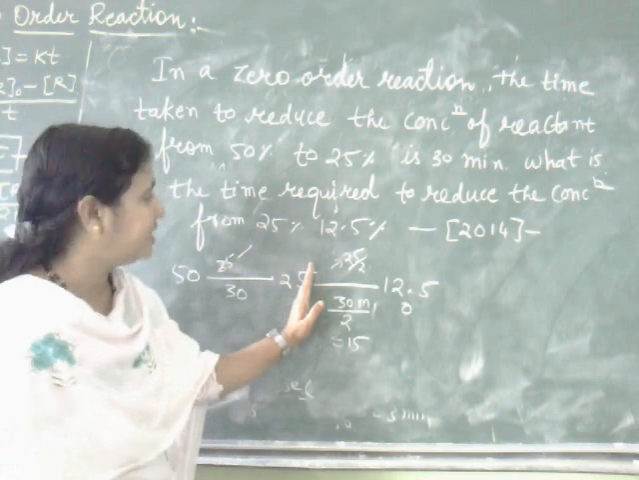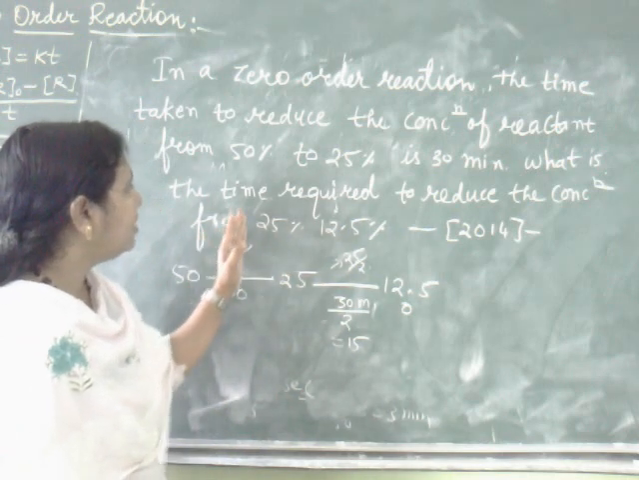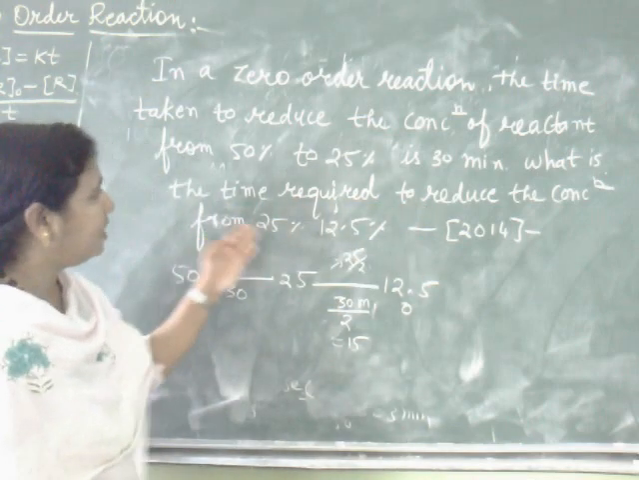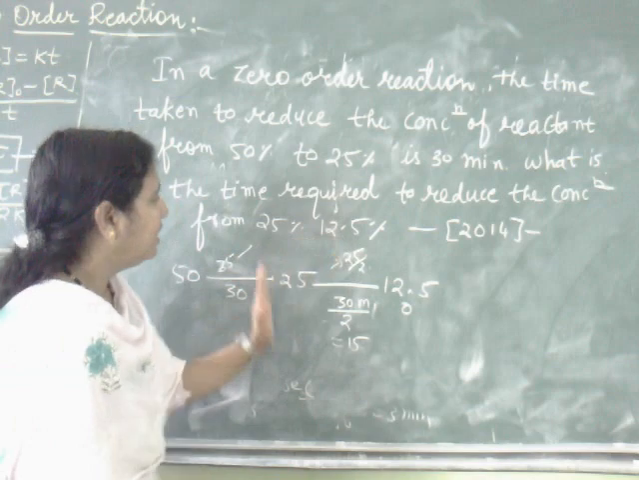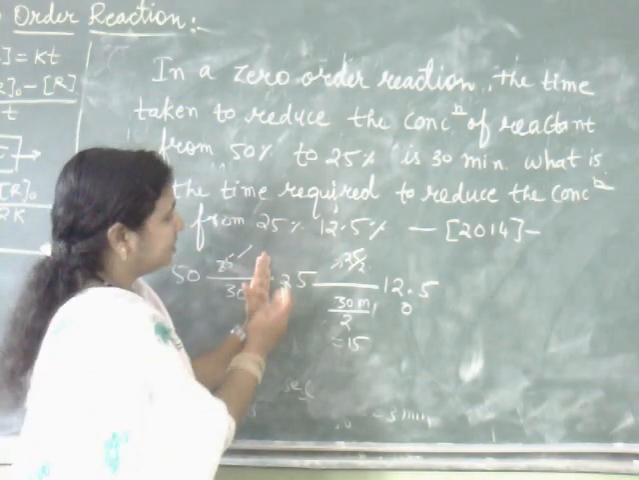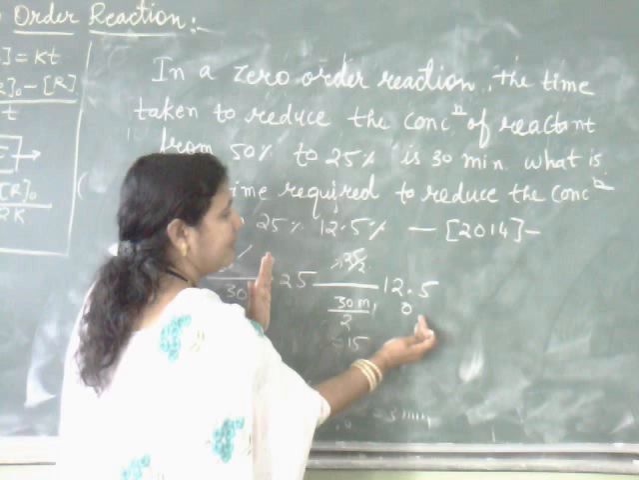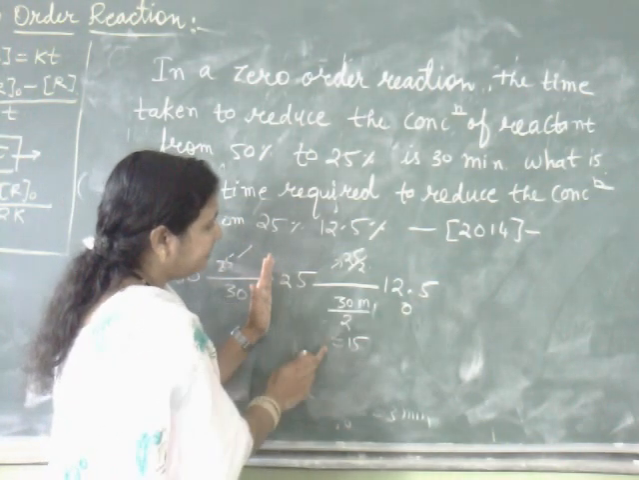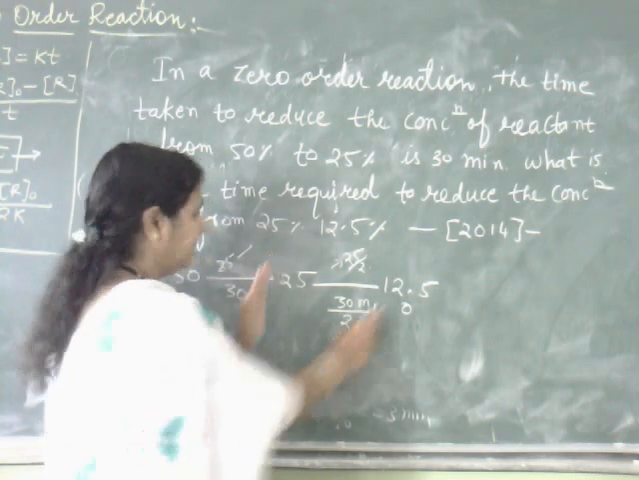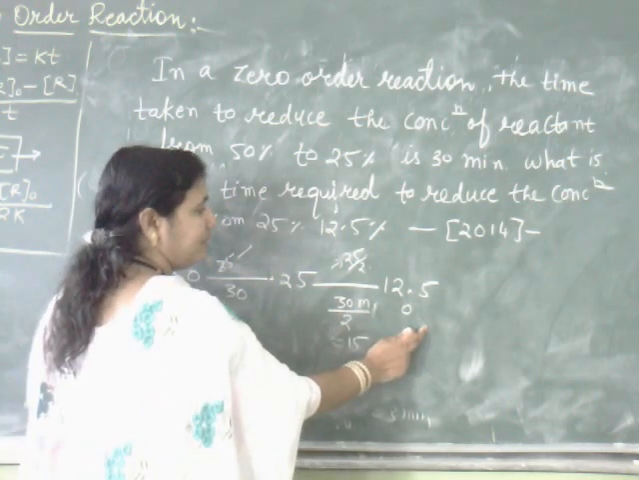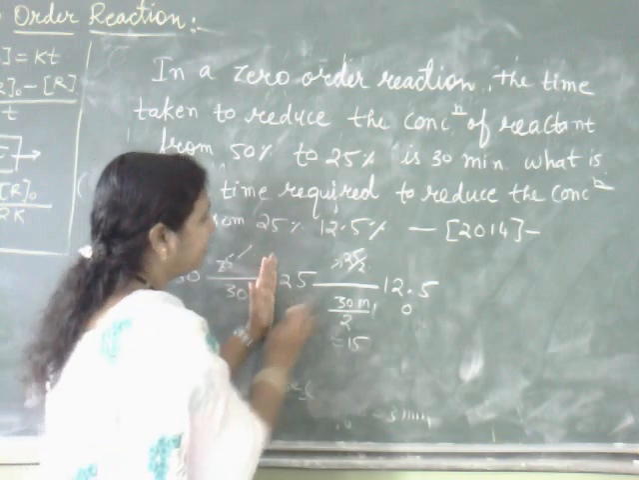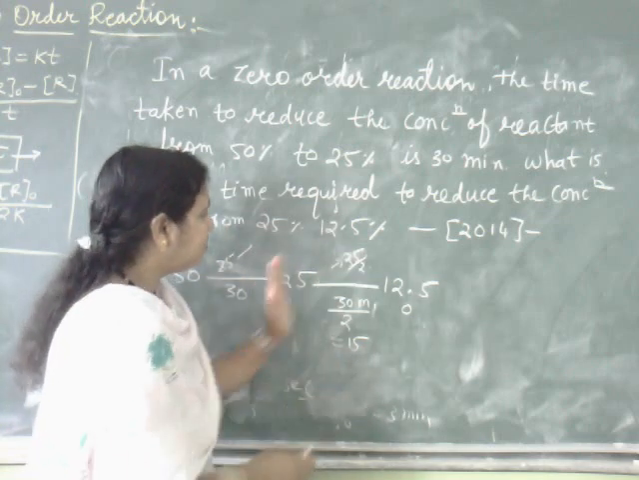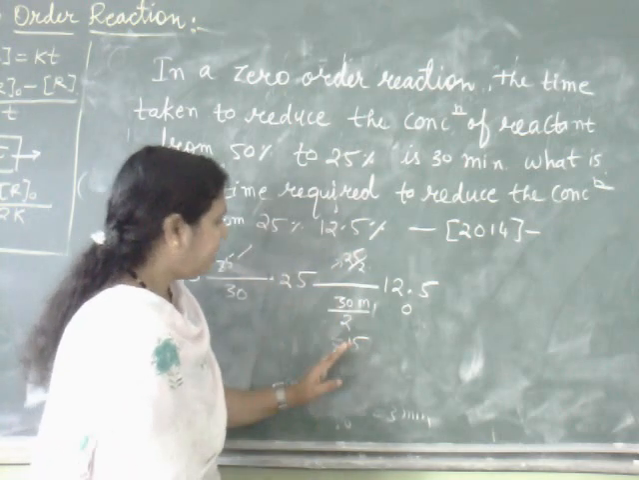Understand this question. They have asked for the time required to reduce the concentration from 25% to 12.5%. Only this much time they have asked. So how much time will be required? Only 15 minutes. They have not asked for the total up to 12.5, they have asked the time from 25 to 12.5. So it is 15 minutes only. You can use this trick here and find the answer.